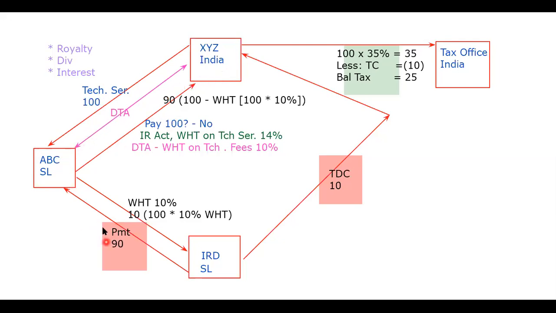So then they are getting confirmation as this for 90 and then they will claim it as a credit in the Indian company, right?